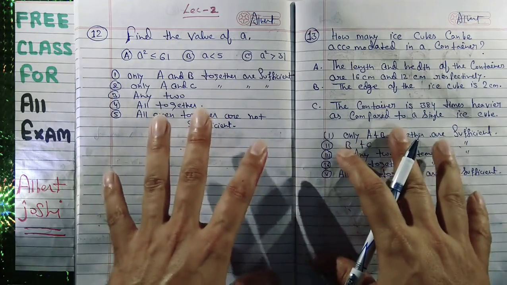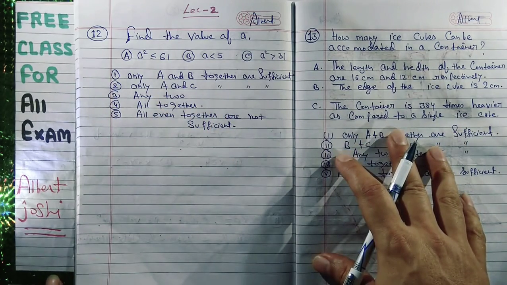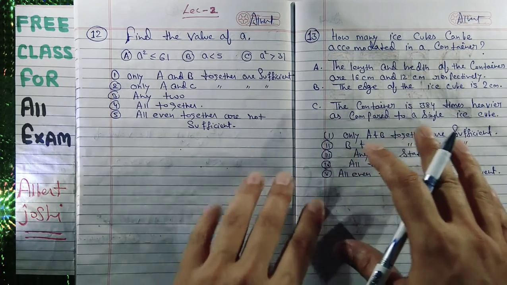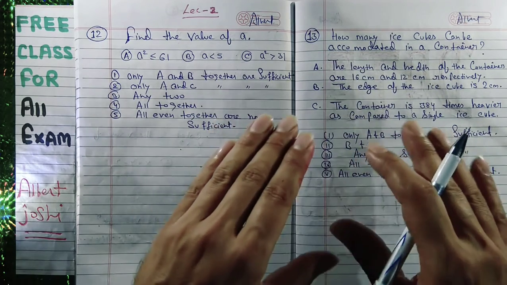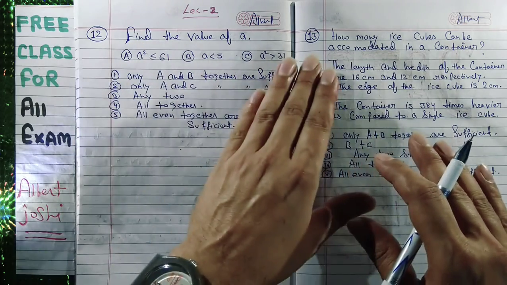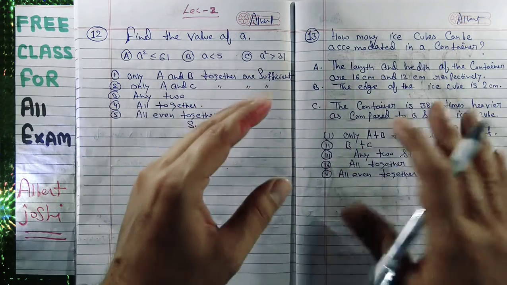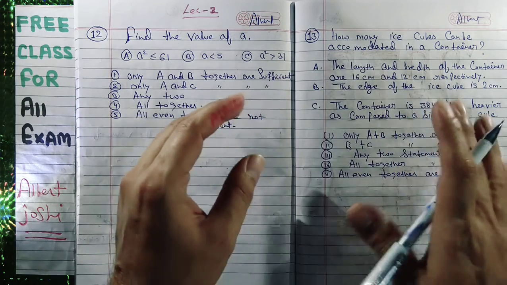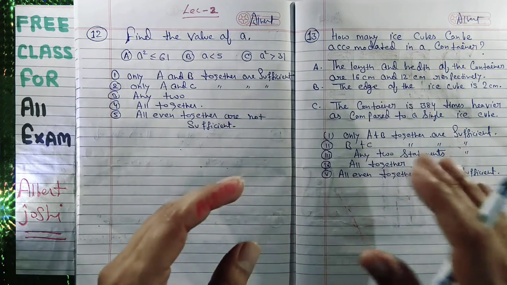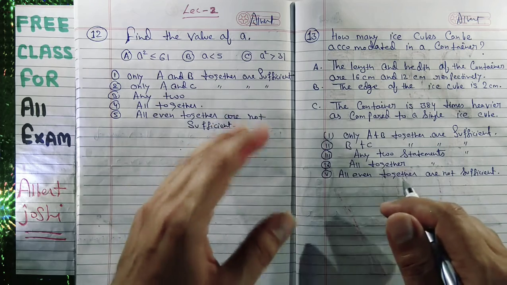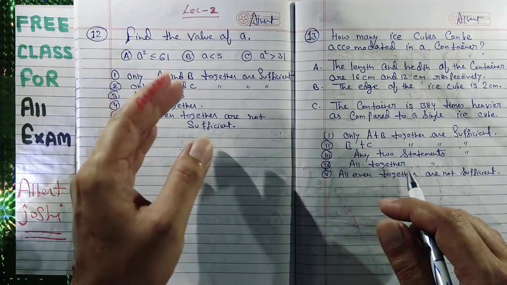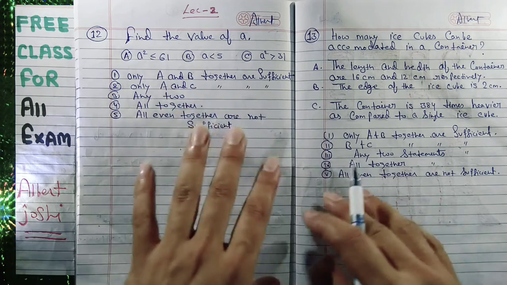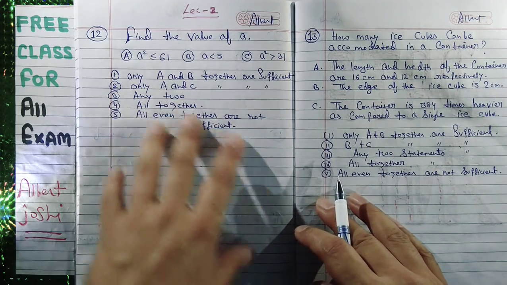Friends, this is part number 2 of data sufficiency. In these two lectures, this has come in your exam. Our suggestion to all of the students: before coming to this lecture, you must go through part number 1 of data sufficiency. Okay, so we will start.